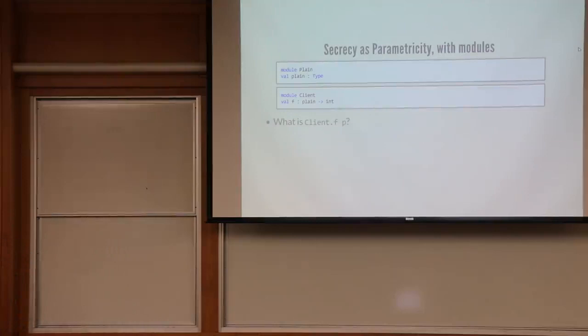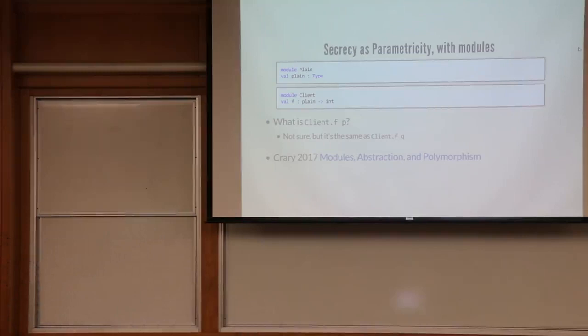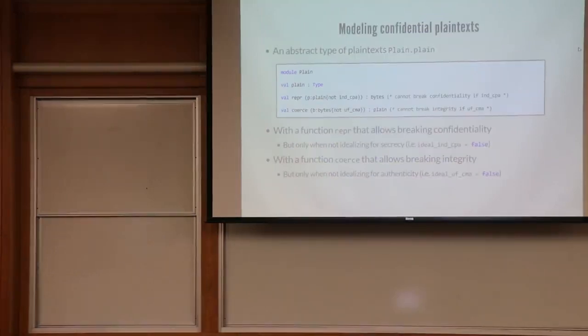So the same idea with parametric polymorphism also applies to abstract types. So if I have a module that provides an abstract type of plain text, plain, and I have a client function of type plain to int, what's client.f applied to P? Same deal, I don't know, but it's the same as client.f applied to Q, right? And actually some recent work by Karl Crary shows how to lift this kind of thing to the level of modules. I think we appeal to this kind of reasoning all the time, even informally as we write typed programs. So this is what we're going to do to model secrecy.